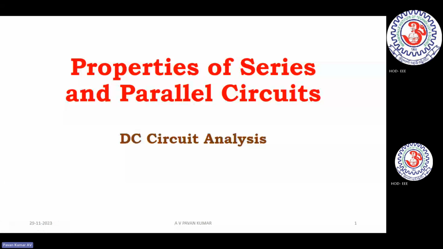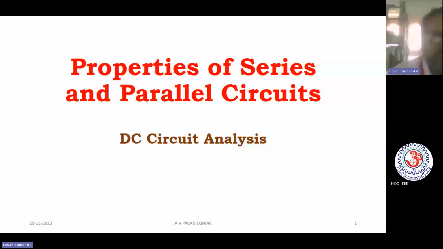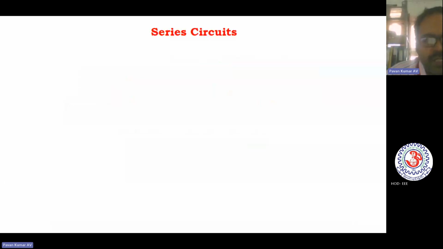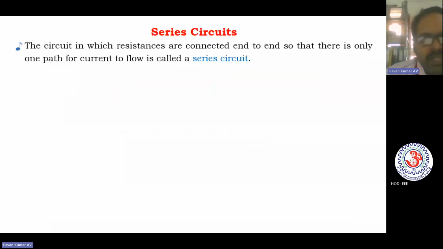Good morning, everyone. So today we are going to see the properties of series circuit and parallel circuit, which is there in our DC circuit analysis. So first is a series circuit. A series circuit is where one resistance is connected to one end of the other resistance. So what will be the properties of the series circuit?